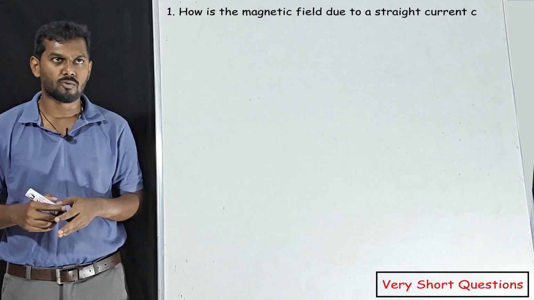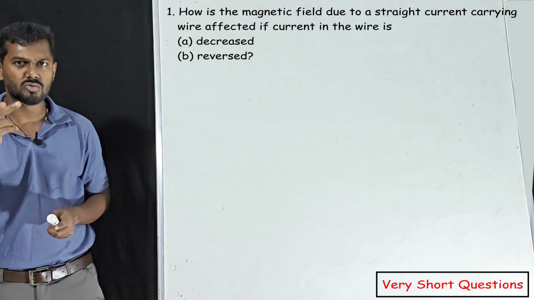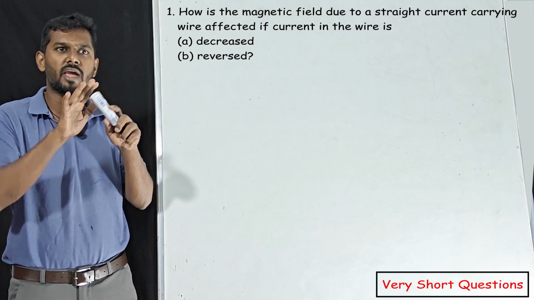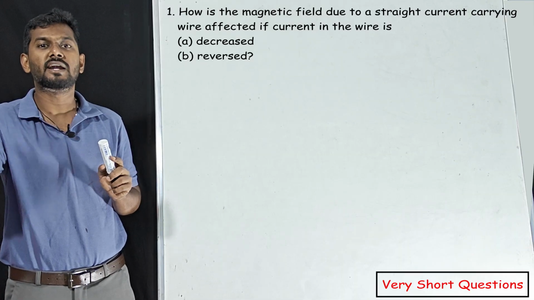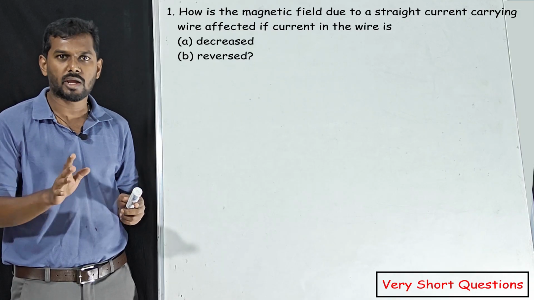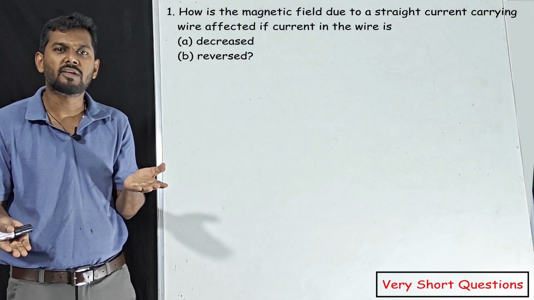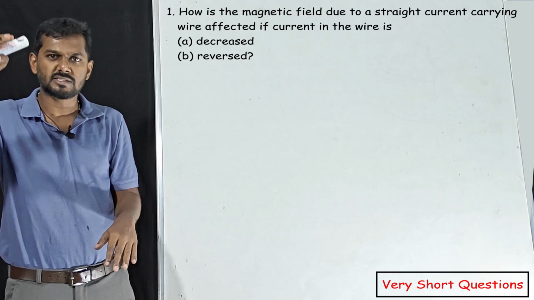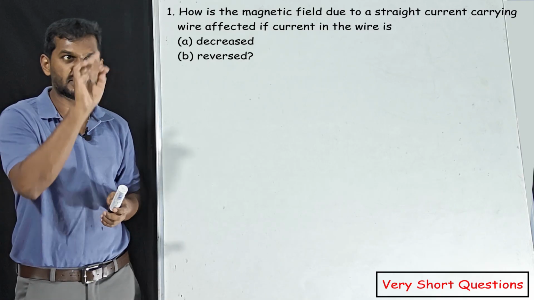Our first question: how is the magnetic field due to a straight current carrying wire affected if the current in the wire is decreased and reversed? There are two sub questions. First, listen here, we need to understand the concept. In the concept video only we have understood all these things. Here also I am going to explain. Current is directly proportional to magnetic field. What do you mean by that? If you increase the magnitude of current, that is nothing but the value of current, magnetic field or magnetic strength also increases. If you decrease the value of current, magnetic strength also decreases. And if you change the polarity, that we are going to see in the second sub question.